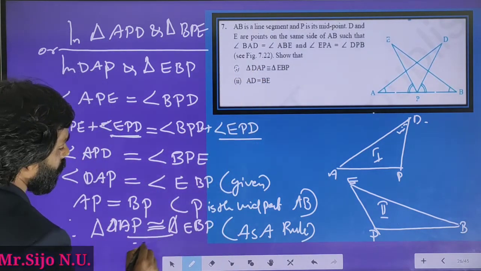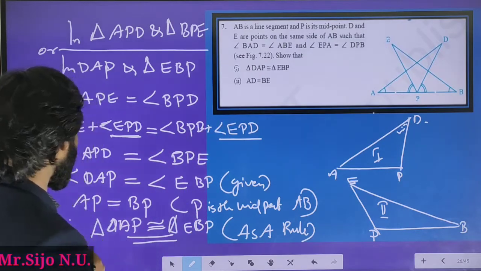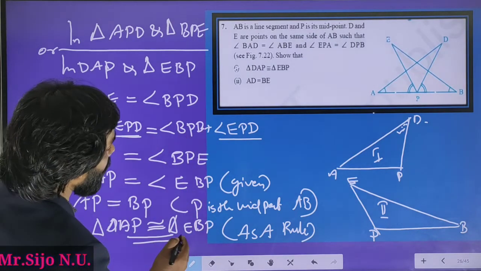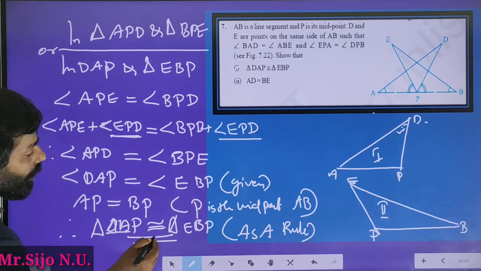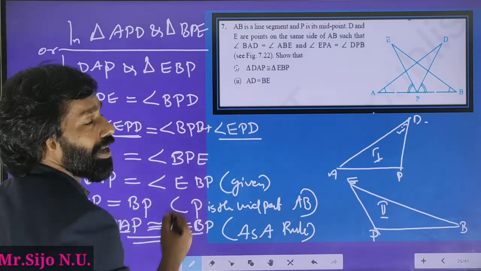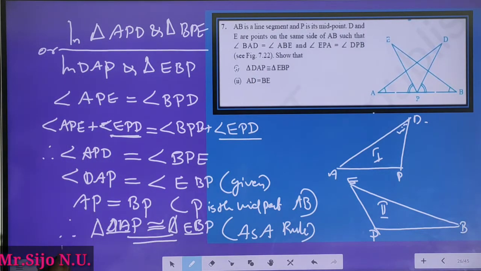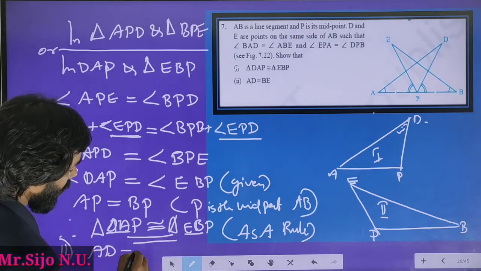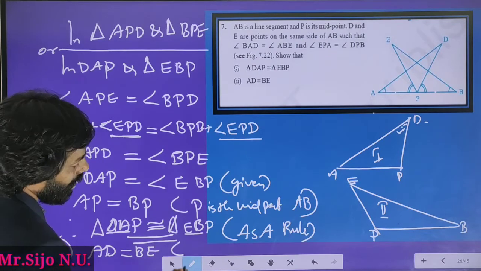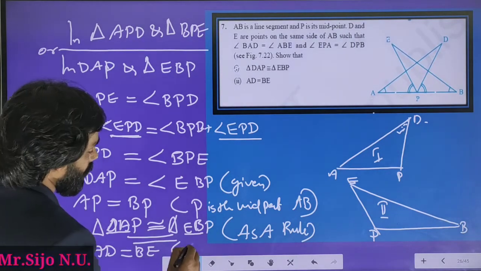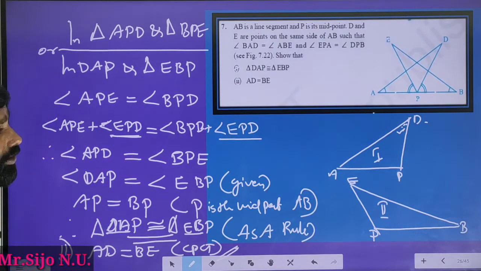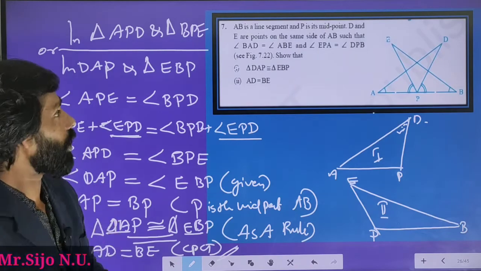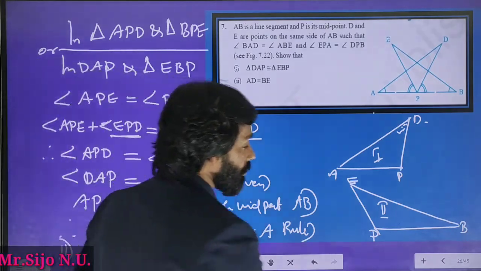So the first one is over. We proved it. So what about the second sub-question? AD equal to BE. Yes, it is as usual by CPCT. You see here AD equal to BE, so we can directly write its answer. Second portion: AD equal to BE. What is the reason? Yes, you said it, by CPCT, corresponding parts of congruent triangles. Yes, hope you understood. Let us move to the next question.